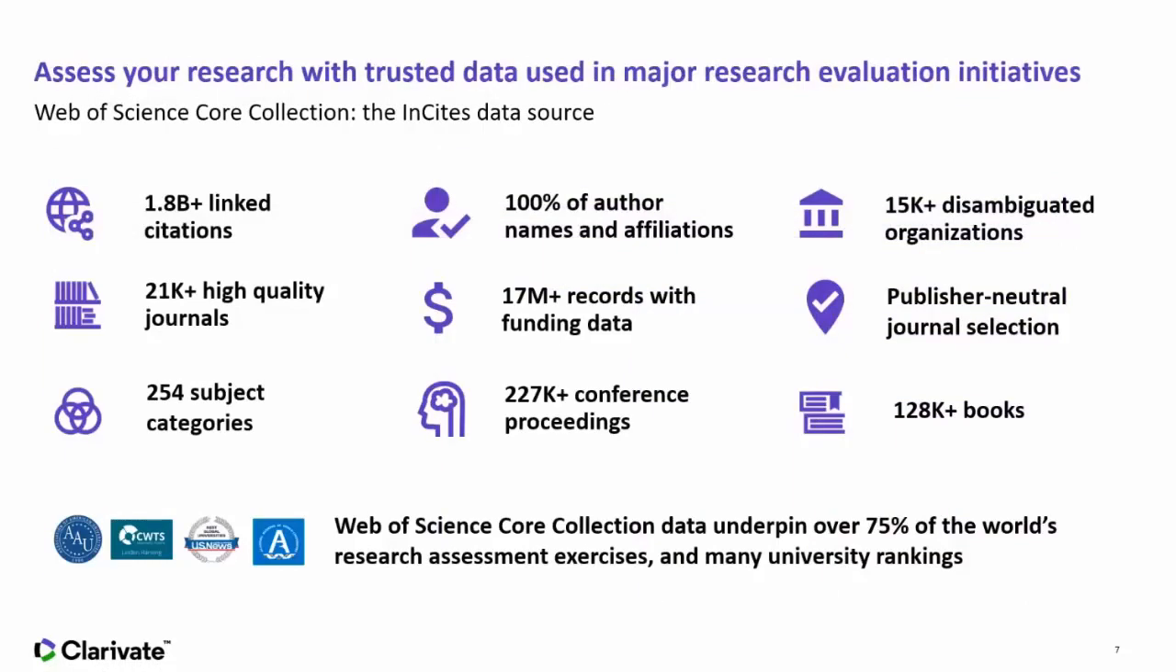We are using this type of data in InCites, the data that is indexed in a specific way in the core collection. And it is thanks to this specific indexation that we are going to be able to do some analysis. For example, the names of the affiliations that are unified, as well as the authors with their profiles, that's something that helps a lot. So this is for the data coming from the core collection.